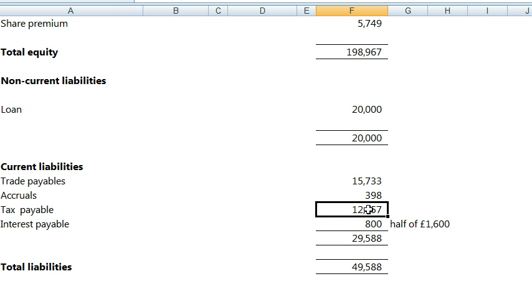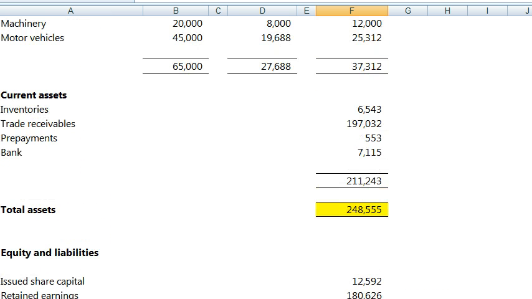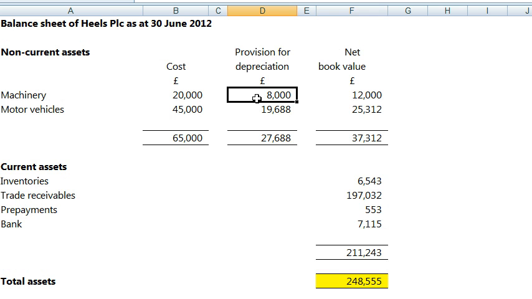Okay, so be careful with the interest. Take that straight from the adjustments. Take that from the adjustments. Take that from the adjustments. And these two, really important. Don't forget to update the provisions with the current year's depreciation that you've calculated and put them in there.